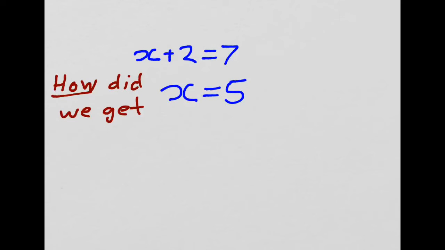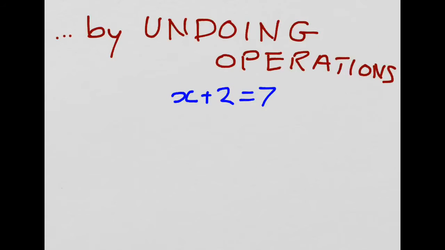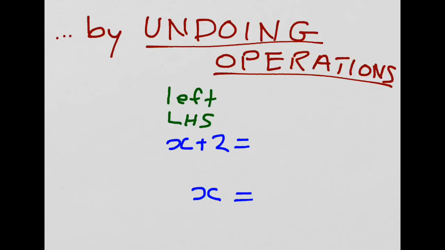The big question I want to know is, how do we get the answer x equals 5 without guessing? And the way we do this is by undoing operations. Now we want to know what x equals. Now let's forget about the 7 for a minute and look at the left-hand side. LHS always stands for left-hand side of the equation. So that's everything on the left-hand side of the equal sign.